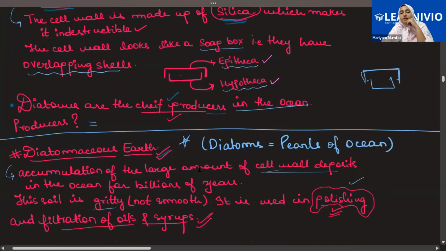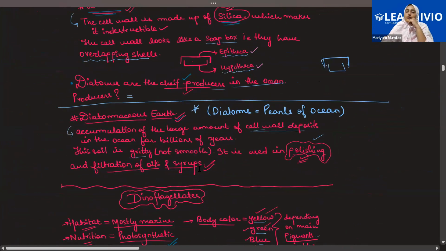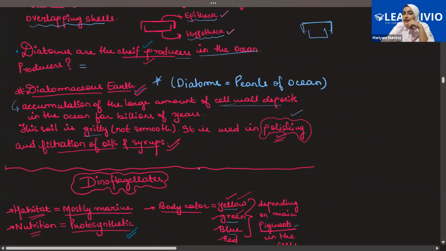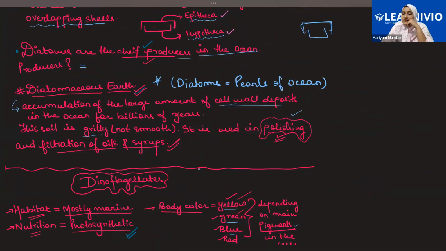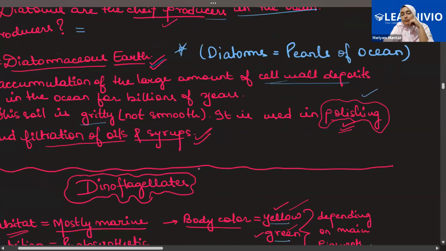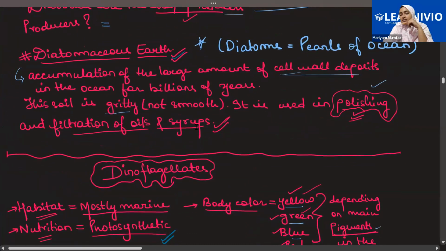Then comes diatomaceous earth. What is it? When many of these diatoms die, their cell wall will still remain there. Why? Because the cell walls are indestructible because of the presence of silica. So their cell walls deposit and get accumulated for a large period of time, and it becomes a soil, and that soil is gritty. Gritty means that it is very rough, not smooth, and that soil is used in polishing and filtration of oils and syrups.